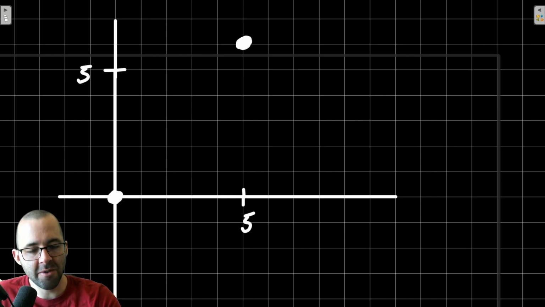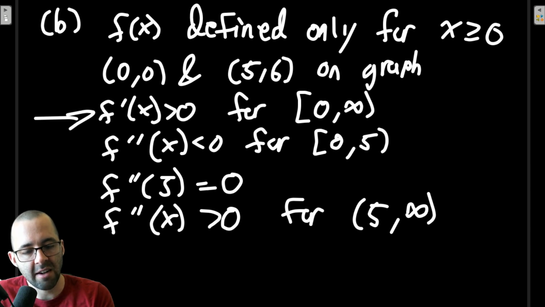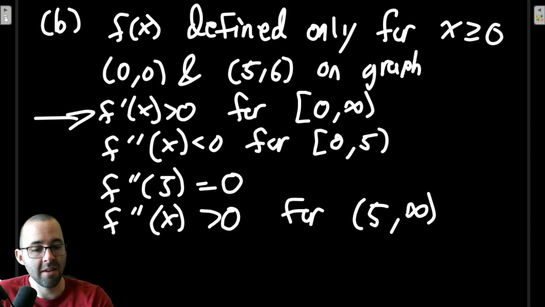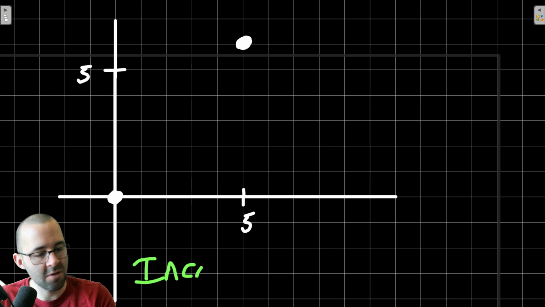All right, we've incorporated the first two pieces of information. What's the third information? Right here. The derivative is positive from 0 to infinity. And remember, 0 to infinity, that's our whole domain. So we're increasing. Positive derivative means increasing on our whole domain. All right, so everywhere we're increasing. So make a note.